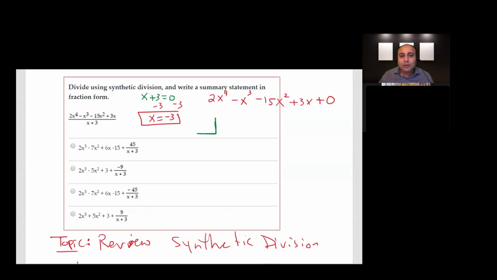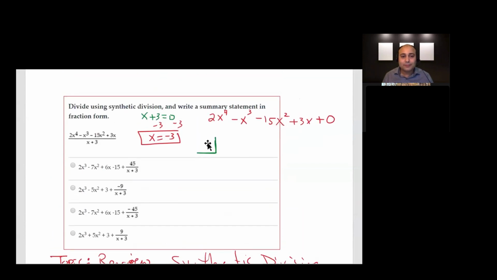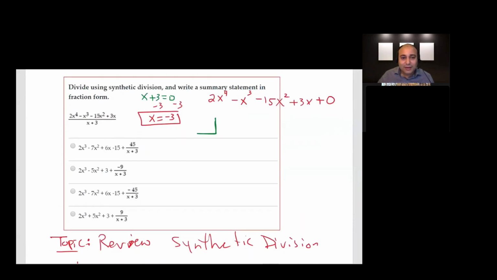What should I put inside this box right here? What should go inside the box? -3. All right, we got some smart people right here. Amari, okay. Cesar, nice. Okay, Jalen. So what number should I get here? 2, -1. I leave a little bit of a space. -15, +3, and 0. Then I leave a little bit of a space right here, and I will do my line. Okay, what goes first?